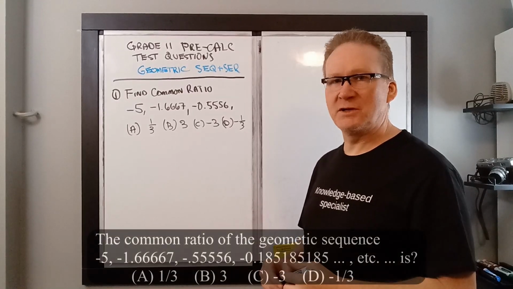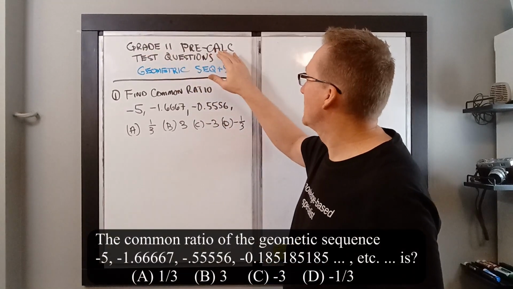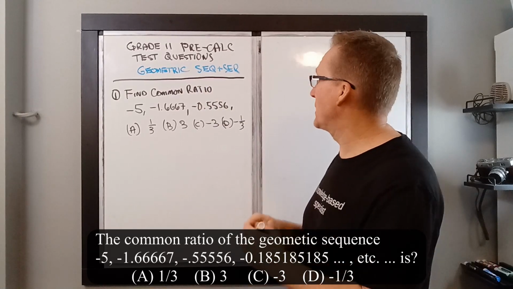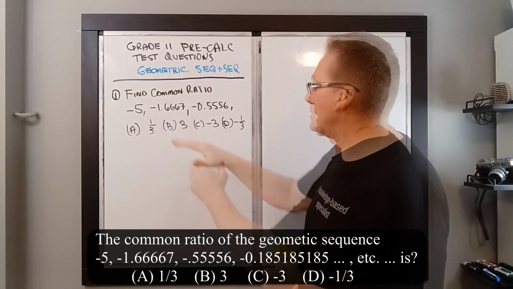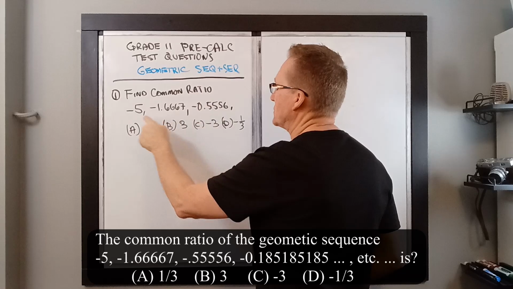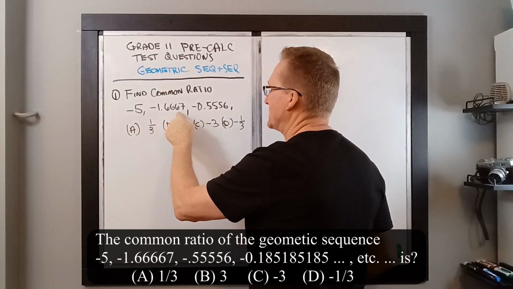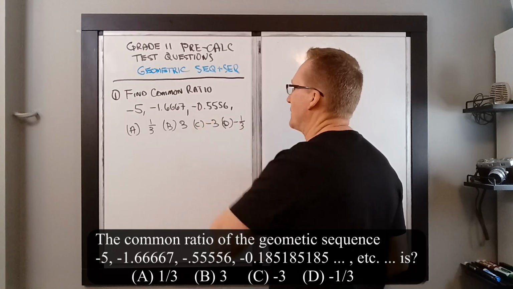Welcome to a new section where we're going to look at grade 11 pre-calculus test questions. Now we're going to look at a bunch of geometric sequences and series. You want to find the common ratio of these numbers: -5, -1.666 repeating, and -0.555 repeating.